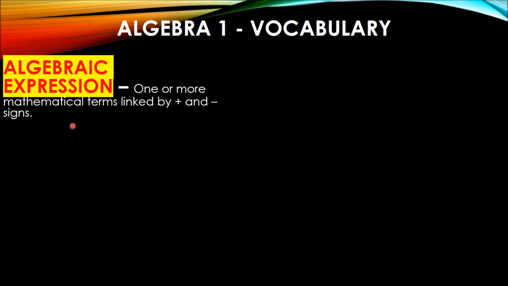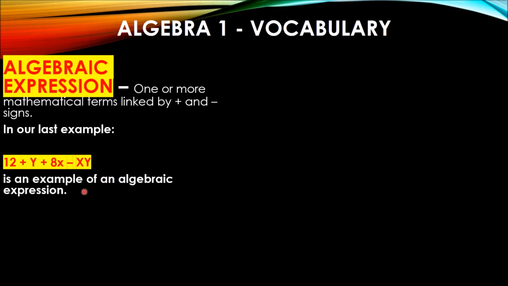Here's our 4th vocabulary term, algebraic expression. So an algebraic expression is one or more mathematical terms linked by plus and minus signs. So in our last example, that big long expression 12 plus y plus 8x minus xy, that's one big algebraic expression. And remember, we said it had 4 terms. There's 12, there's y, there's 8x, and there's negative xy. 4 different terms. And they're all linked by pluses and minuses. But the whole thing together is one big algebraic expression.